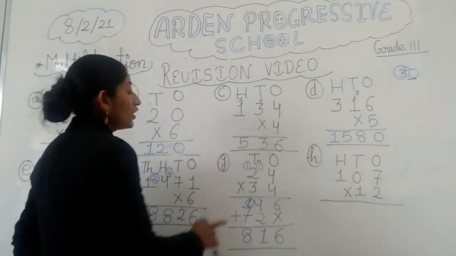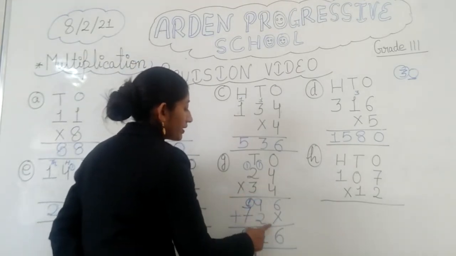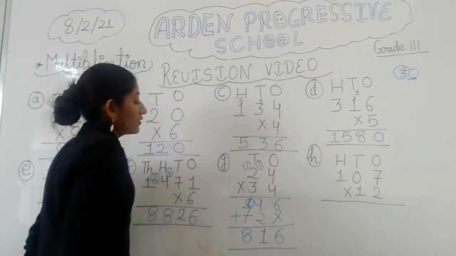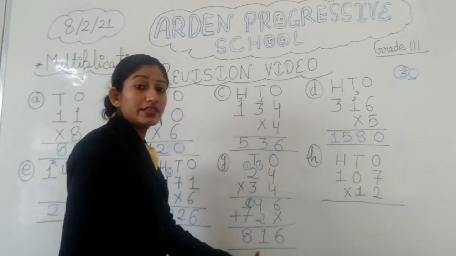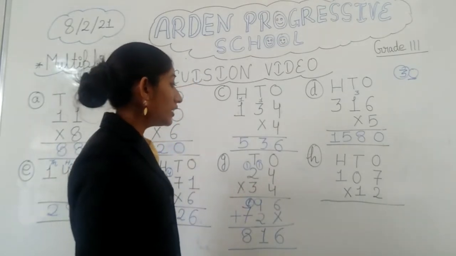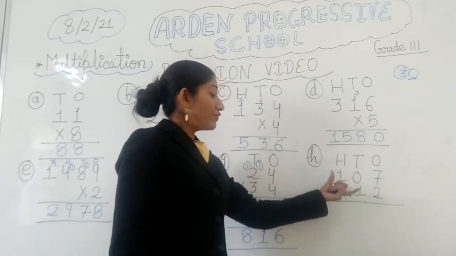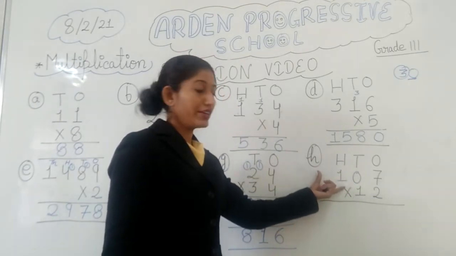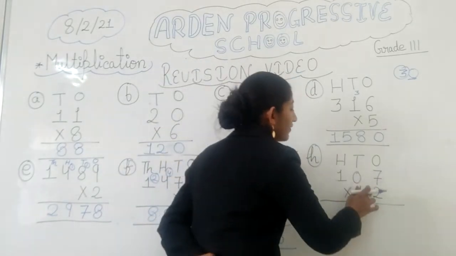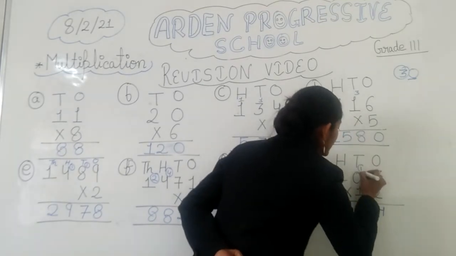What have I done? We have just done addition. 6 is 6, 9 plus 2 is 11, 1 is here and 1 carry, 7 plus 1 is 8, and the answer we are getting is 816. Now let's solve the next one. Same thing, a 2 digit number is here, but we have to multiply by a 3 digit number. Okay. Now let's start. 7 into 2 is 14, 4 and 1 is carry.